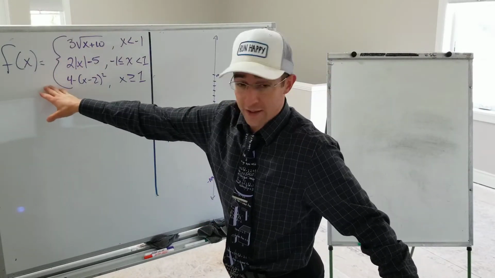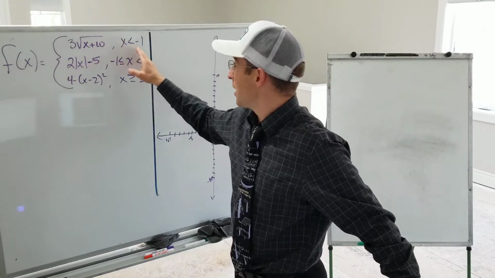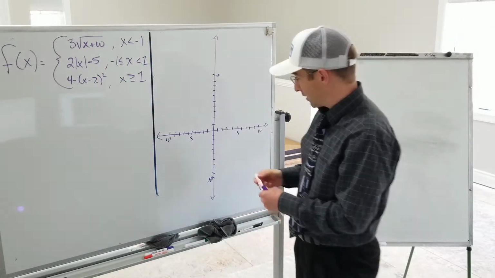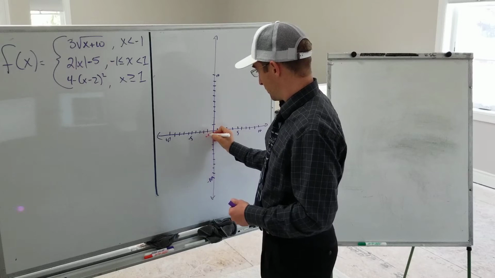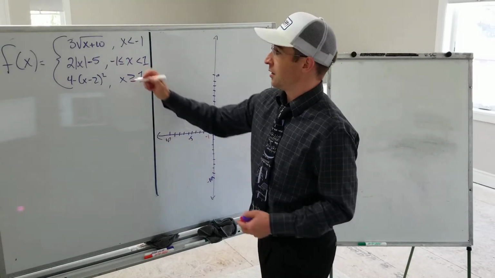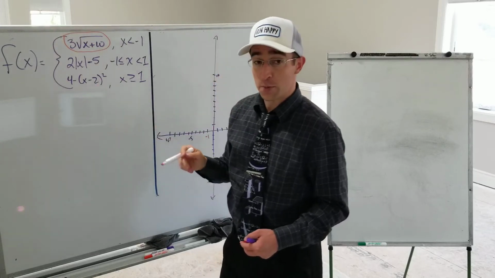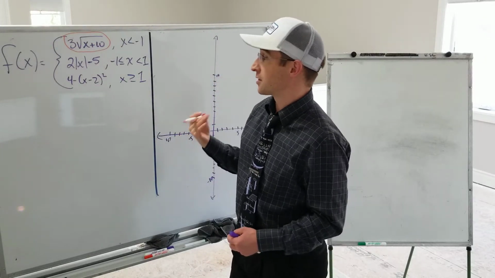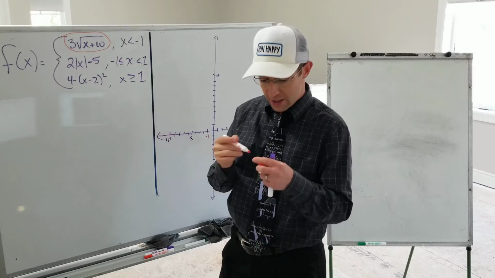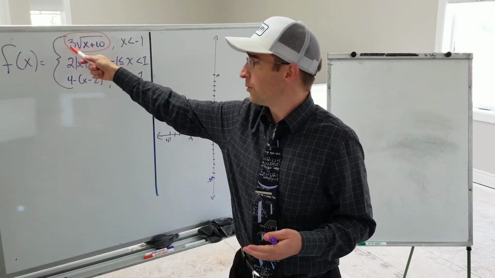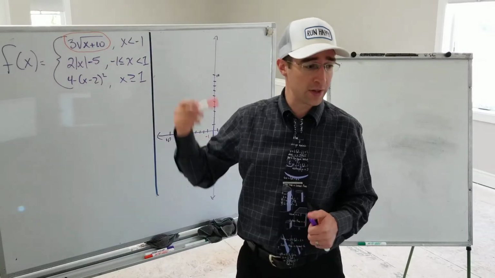So what this piecewise function is saying is, for all the x numbers less than -1, so -1 is right here, so all the ones over here, we're going off of this function, off of this graph. So I'm going to graph 3 times the square root of x plus 10. And we need to remember, what does the 3 do? What transformation does that do? And what does that plus 10 do?